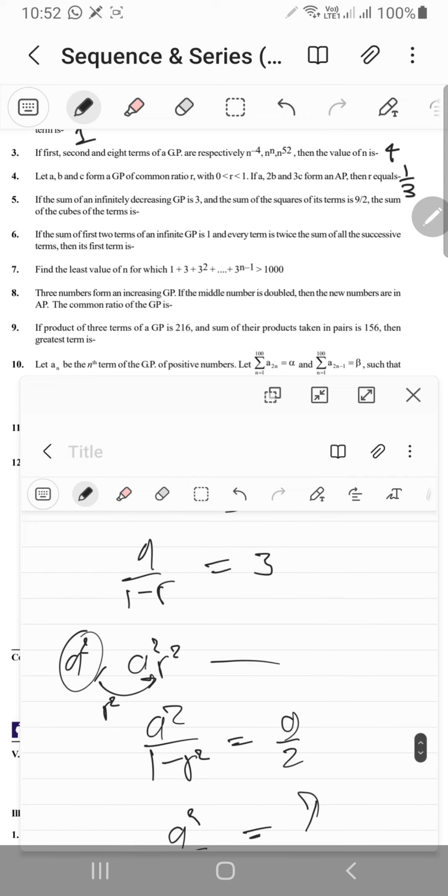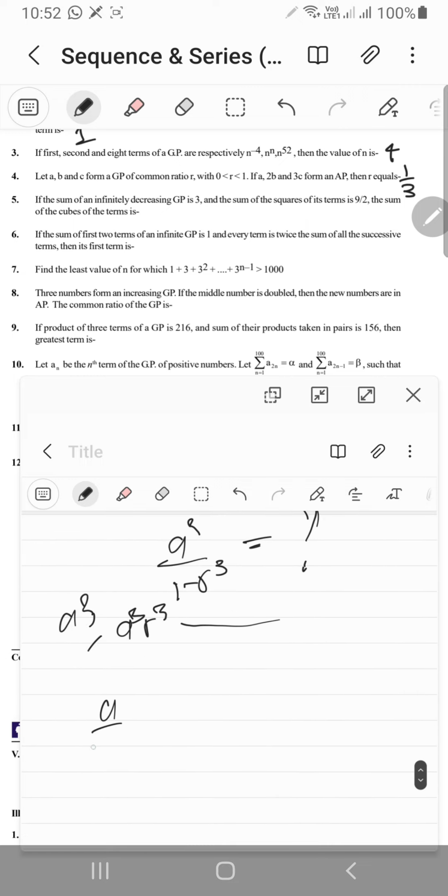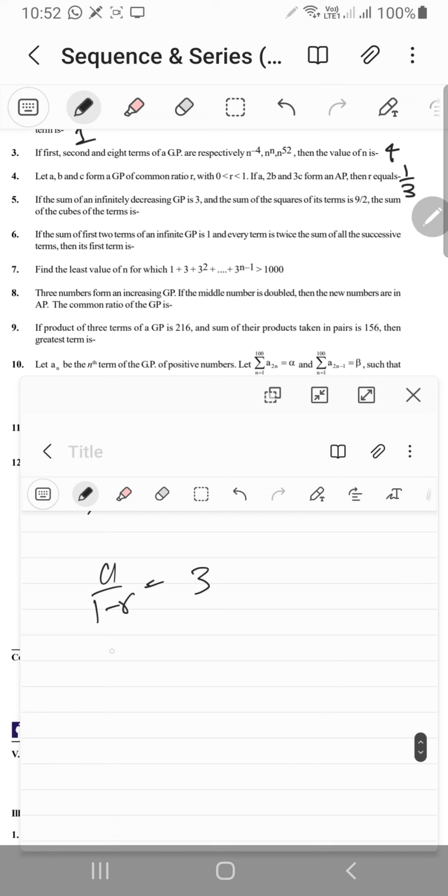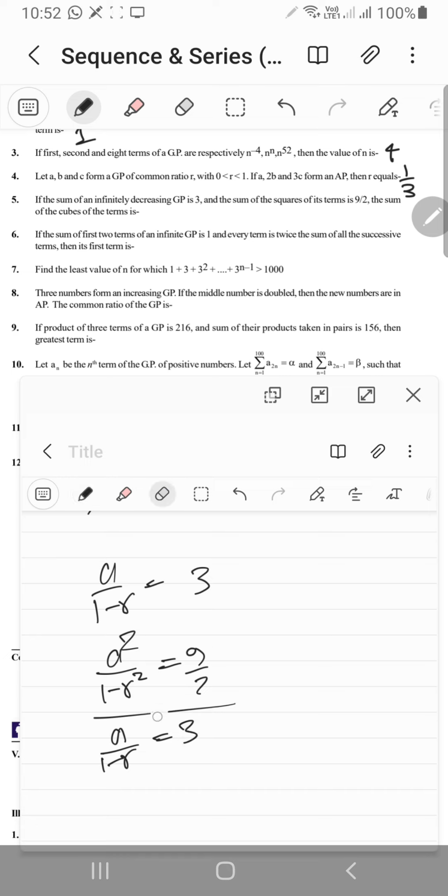Okay, you just need to know what R is for this. So A upon 1 minus R, that thing is 3. A squared upon 1 minus R squared, that thing is 9 by 2. Just divide this thing by that. If we divide this, that will give us A upon 1 plus R. Do the division correctly and you will get this.